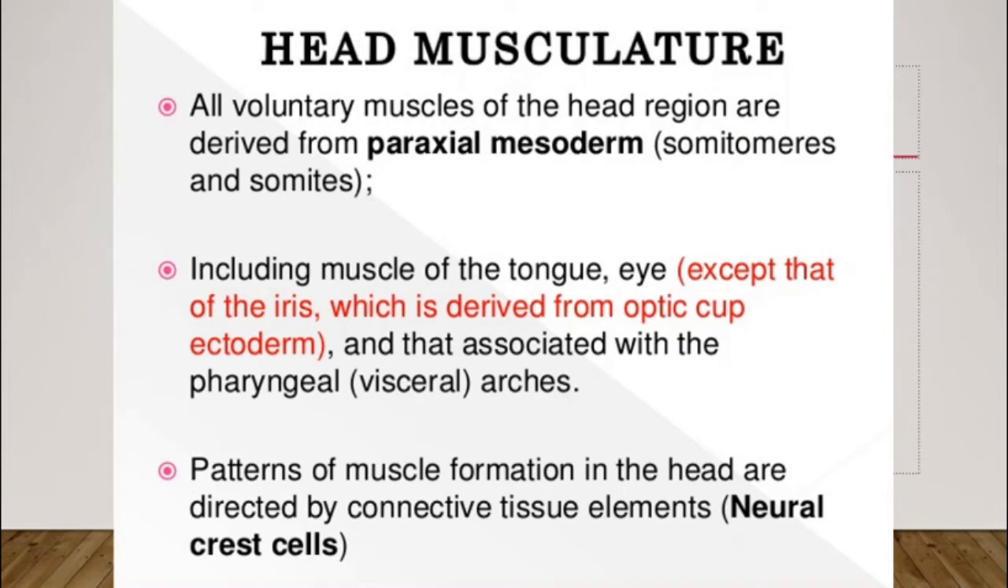The head musculature also: all voluntary muscles of the head region are derived from paraxial mesoderm, the somatomeres and somites, including the muscles of the tongue and eye, except the iris, which is derived from the optic cup ectoderm, and those associated with the pharyngeal visceral arches. The patterns of muscle formation in the head are directed by connective tissue elements called neural crest cells.